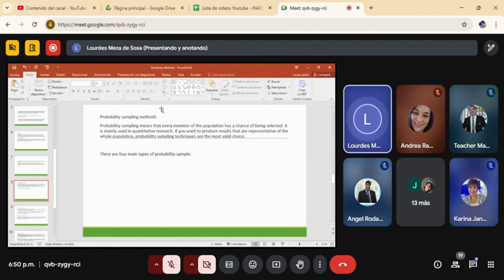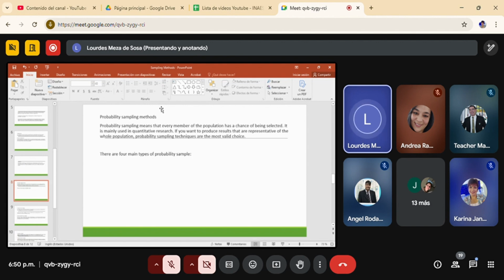So again, we're discussing probability sampling methods. Probability sampling means that every member of the population has a chance of being selected. It is mainly used in quantitative research. If you want to produce results that are representative of the whole population, probability sampling techniques are the most valid choices.